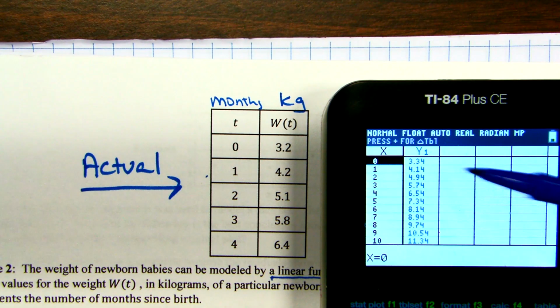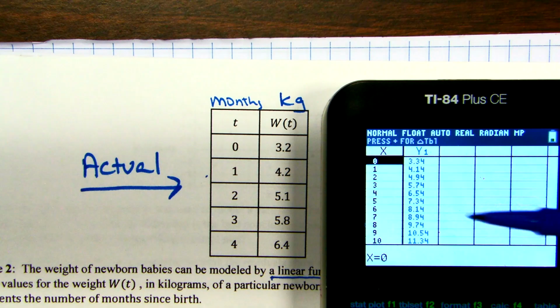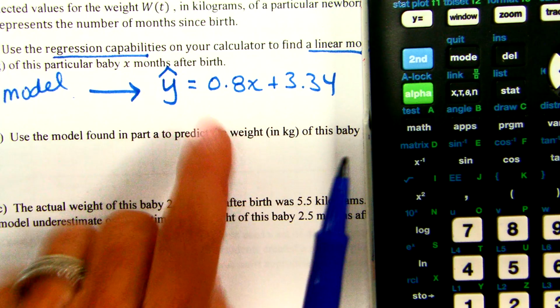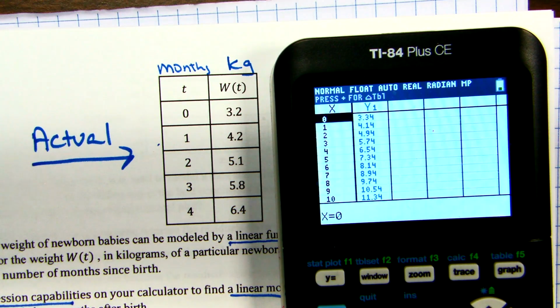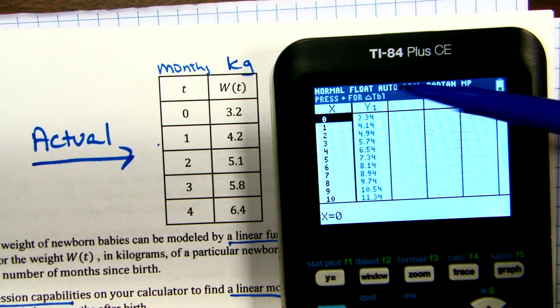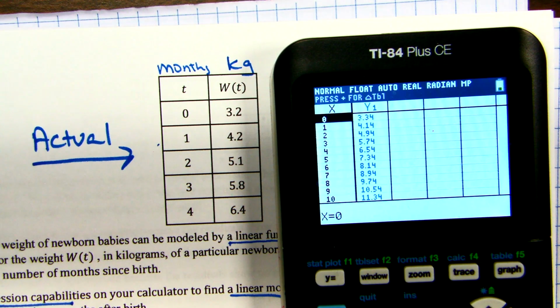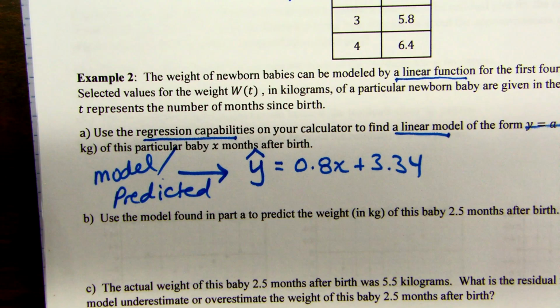Now, my table of values here is a little bit different, right? They shouldn't match. This is what the calculator came up with that matches. It's the model it came up with. So if you plug in 0, you'll get 3.4. If you plug in 1, you'll get 4.14, and so on, okay? That's why they're different. This is model. This is actual. Another word for model is predicted, okay? So just so you know, I'll move my paper. Model, predicted. All right, stay with me.